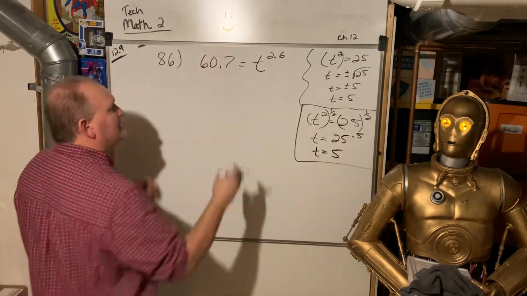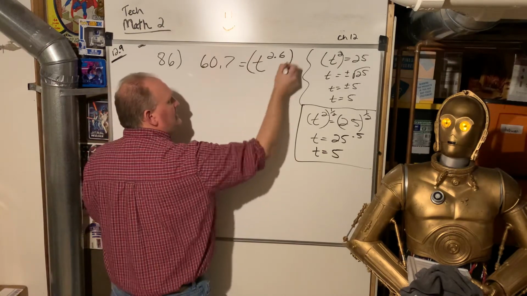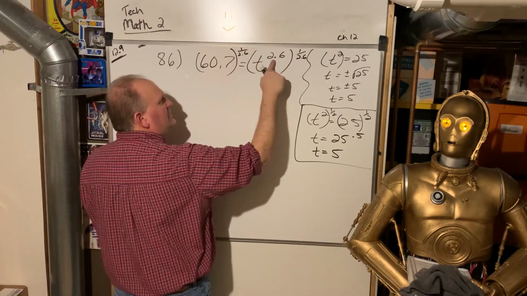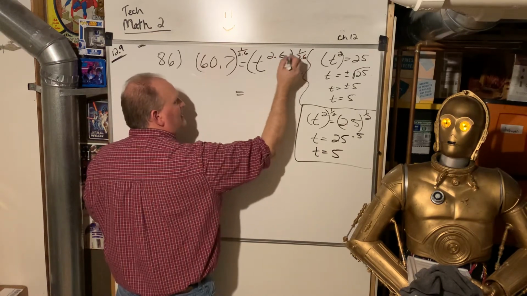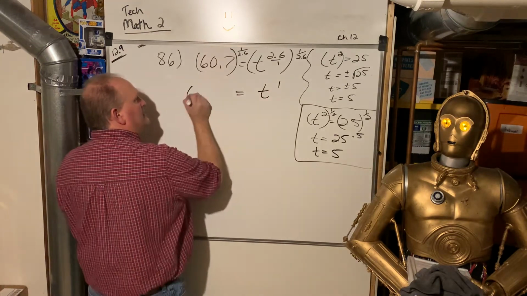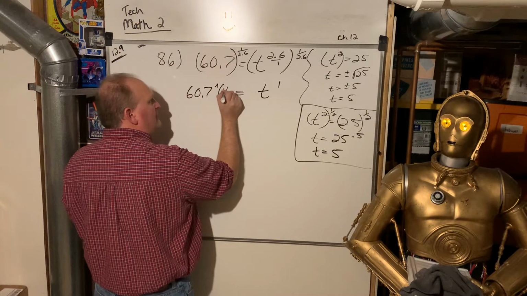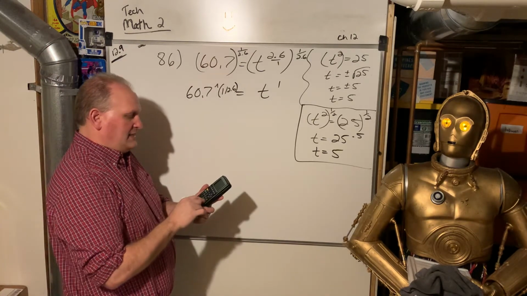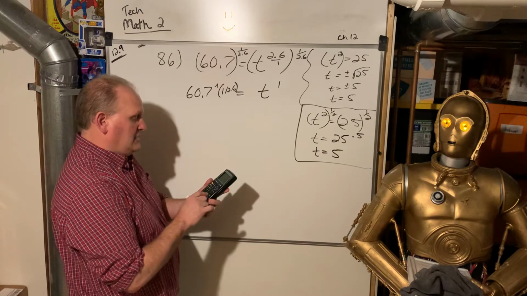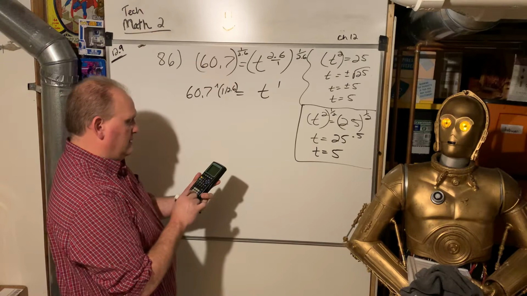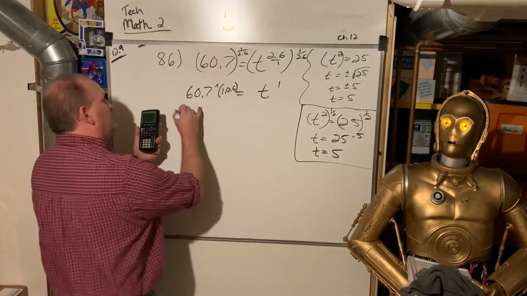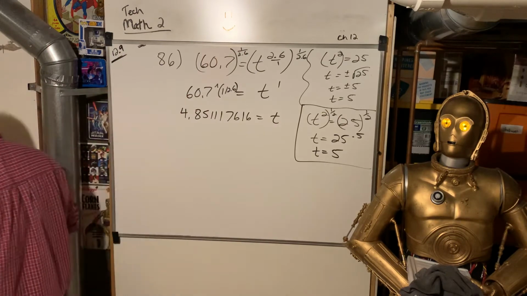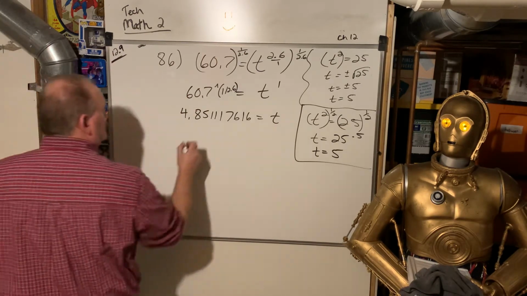So following that logic, that's what we want to do here. So let's take each to the 1 over 2.6 power. 1 over 2.6. So basically you take it to the reciprocal power. And now that times that, you get 2.6 over 2.6, which is 1. And 60.7 to the parentheses 1 divided by 2.6 power. Let's see what that is. 60.7 raised to the power of parenthesis 1 divided by 2.6 end parenthesis is 4.851117616. And they don't want that many places. They only want hundredths. So 4.85.